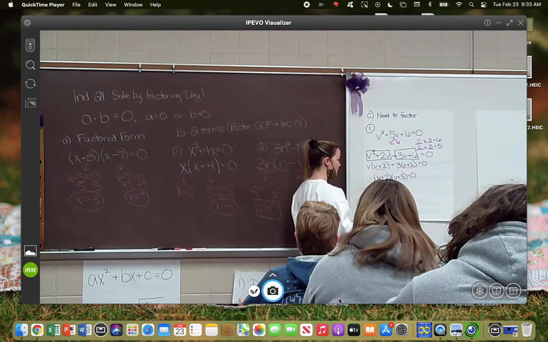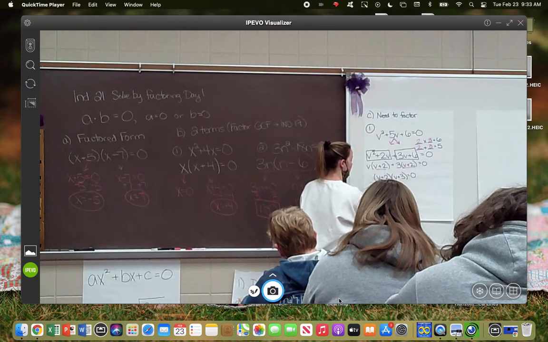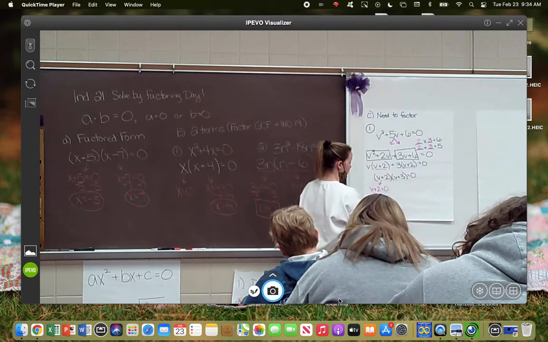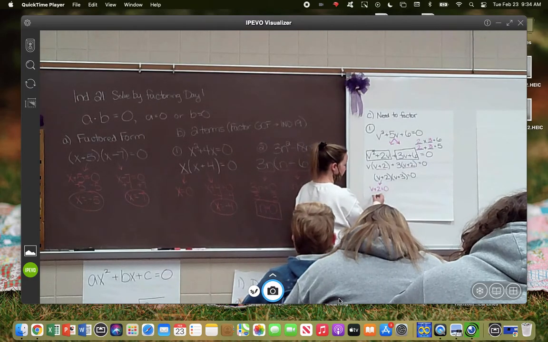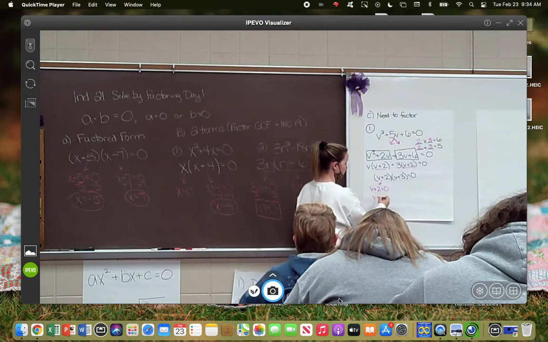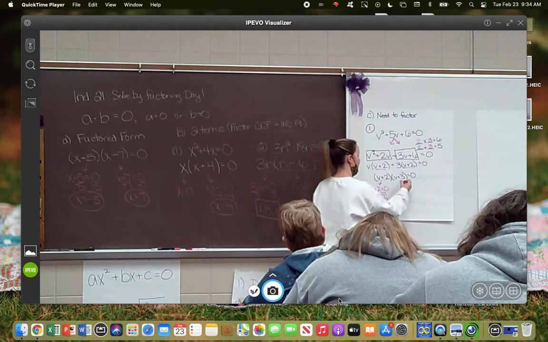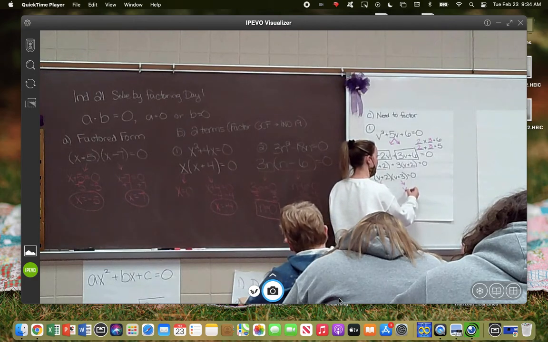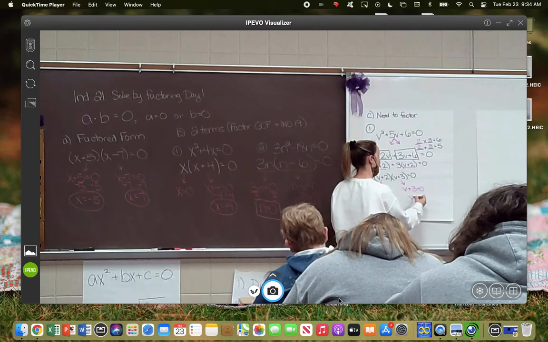So you guys tell me, if I want to know what plus 2 gives me 0, what value of v plus 2 would give me 0 here? Negative 2. And then for this factor, what value for v plus 3 gives me 0? Negative 3.